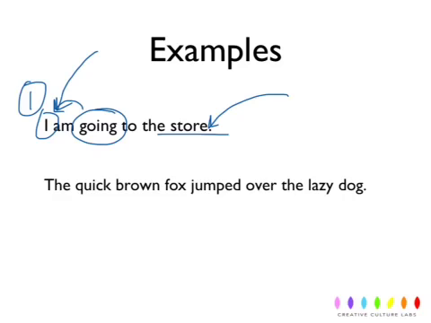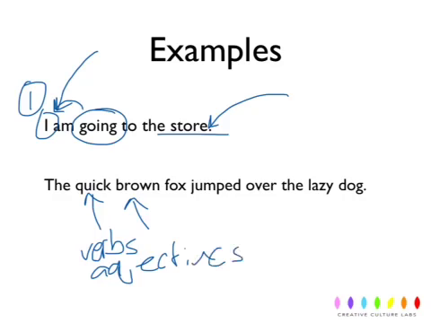The next sentence is a familiar sentence for English speakers, as it contains every letter in the alphabet. Once again, we have words in here we can describe as adjectives, verbs, nouns, and more nouns.